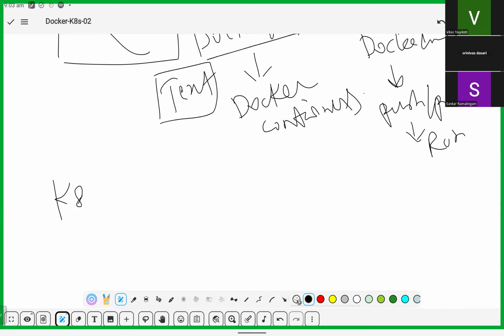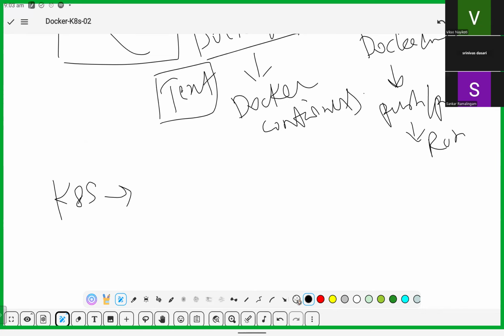Kubernetes is not Docker, because Docker is one of the container systems. Similar to that, there are multiple service providers and different companies that provide container runtimes, like containerd or Rocket. There are so many different providers available for containers. Kubernetes is not just Docker, it supports all types of containers.